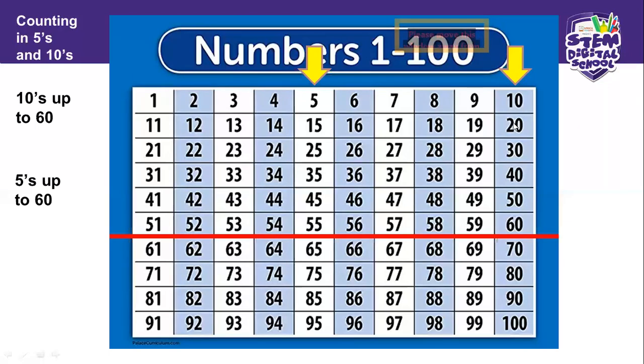That's correct. 5 more from 20: 21, 22, 23, 24, 25. That's correct. 5 more from 25. We can use our fingers there. 26, 27, 28, 29, 30. That's correct. 5 more from 30: 31, 32, 33, 34, 35.